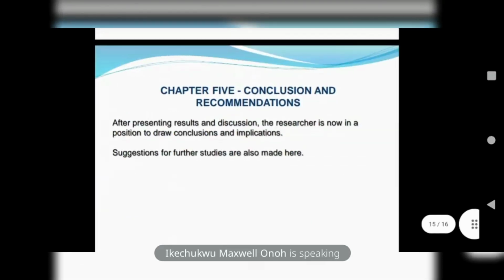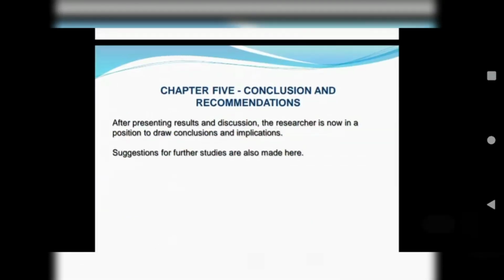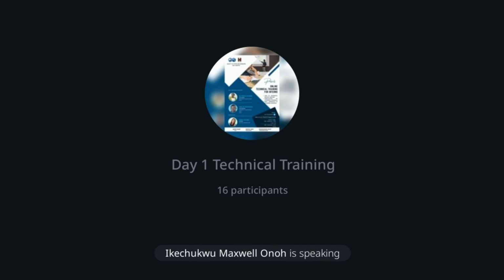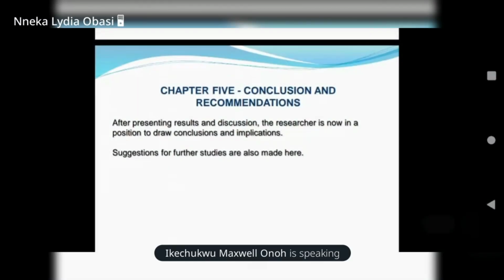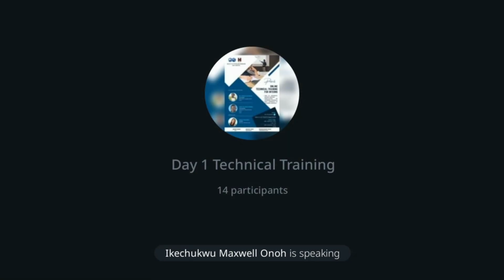Chapter 5, conclusion and recommendation. After presenting your result and discussion in the previous chapter 4, the researcher is now in a position to draw conclusions and implications. So you should be able to make a brief summary in an itemized form. Number 1, you put down your conclusion, one after the other. And finally, suggestions for further studies.